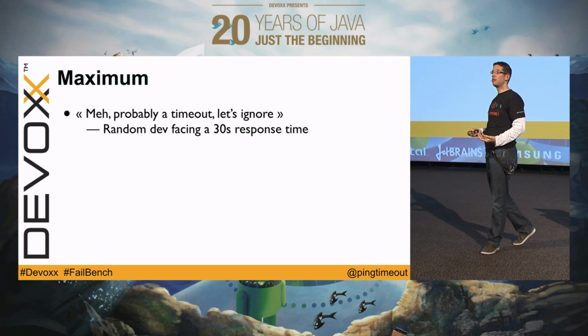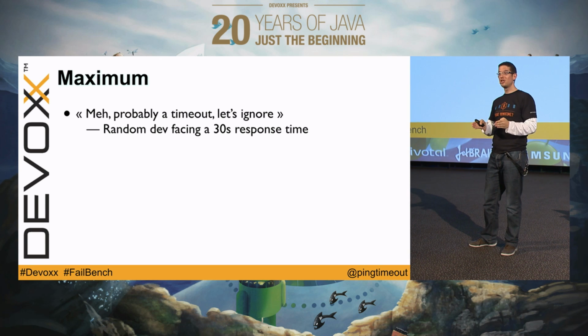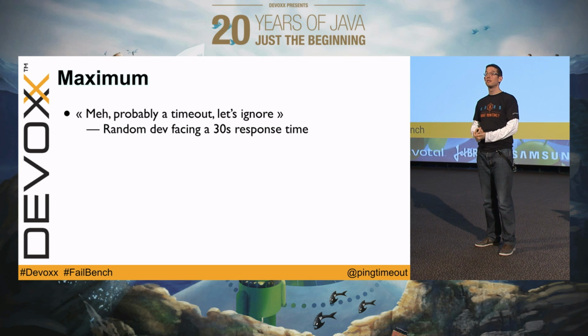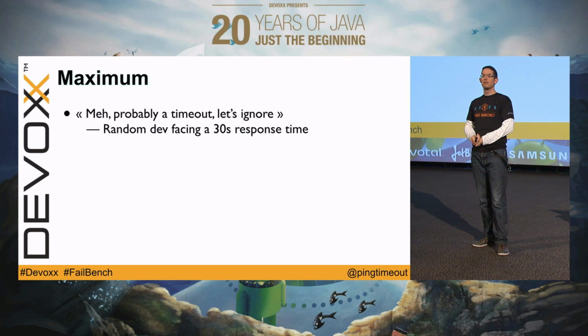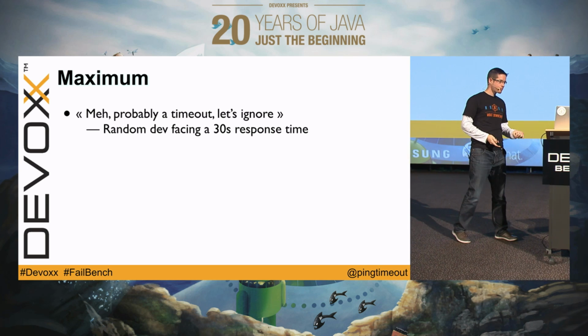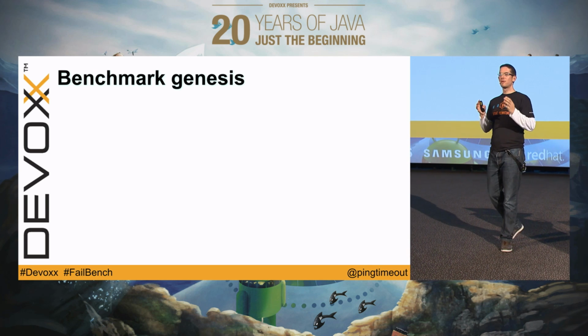If you're in a video game and the message that is going to be game-changing for one team takes 30 seconds to be delivered, probably because of a network timeout, is it okay to ignore that? Not really. So you always want to measure that. Now, any benchmark starts with a question.